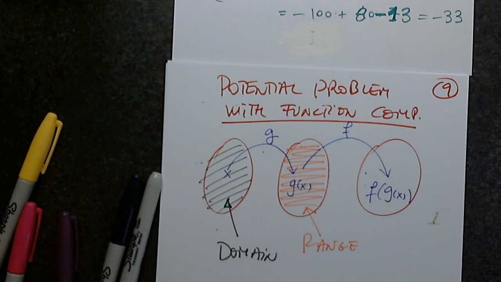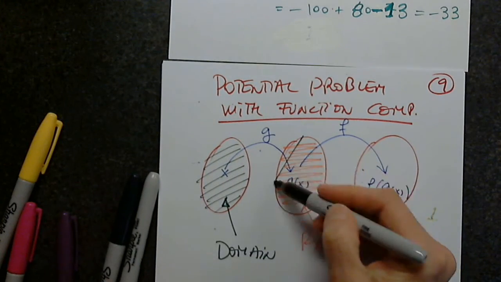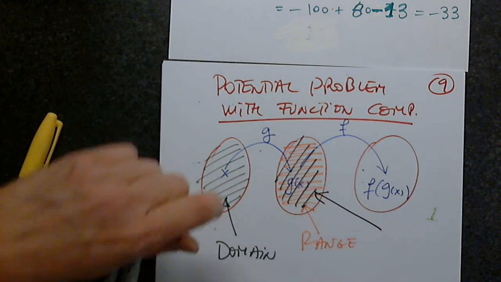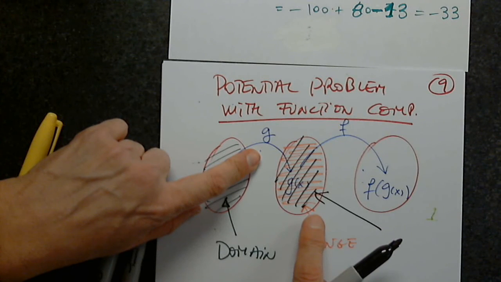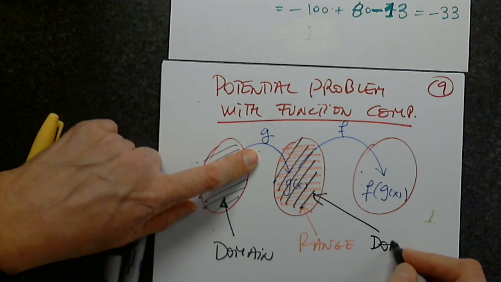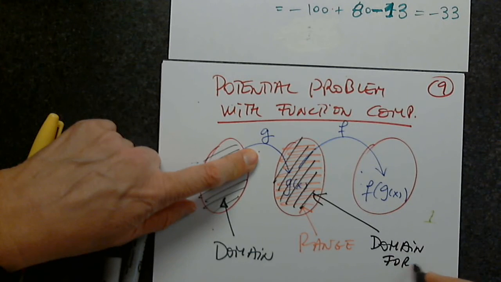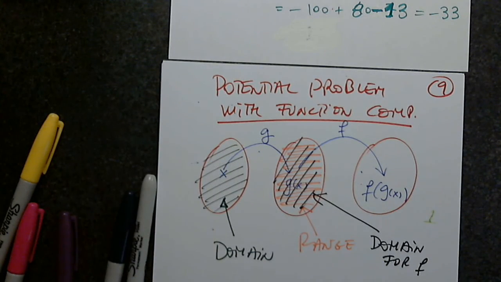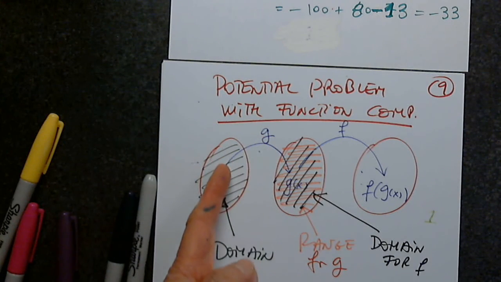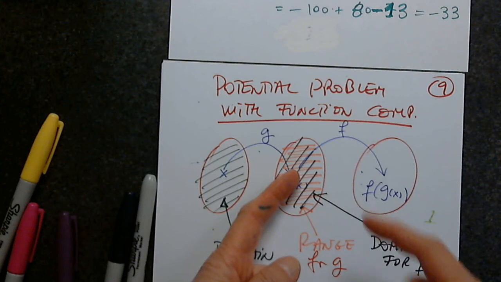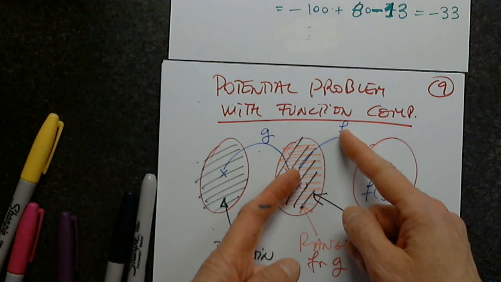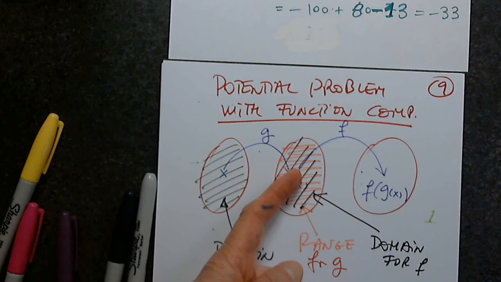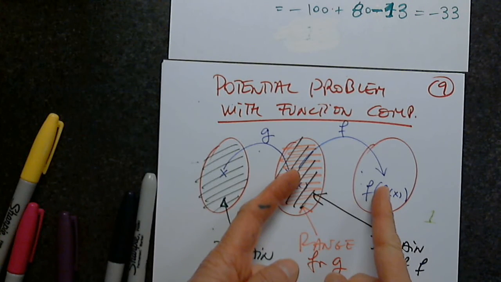Good. So now let's look at f. What does this set represent for f? Excellent. Domain for f, and I have to be very specific here, range for g. So here is the potential problem. Let's say I apply g to a number and I get 15, but I cannot apply f to 15. F is not defined at 15. I could never land here.